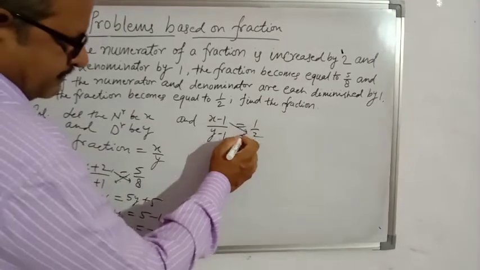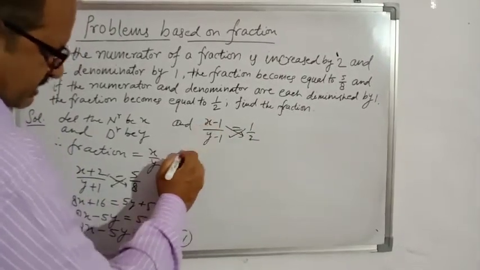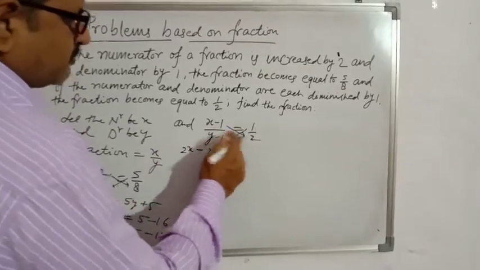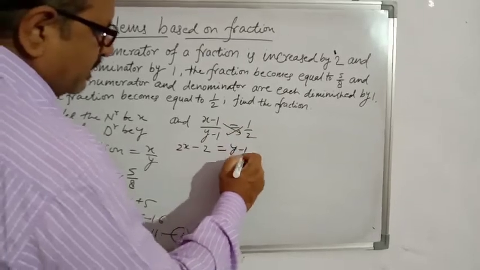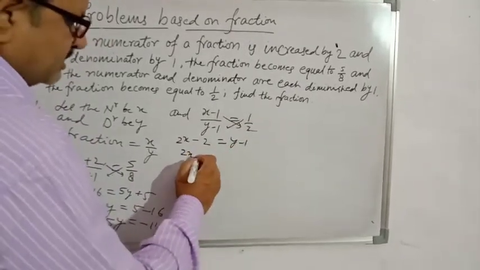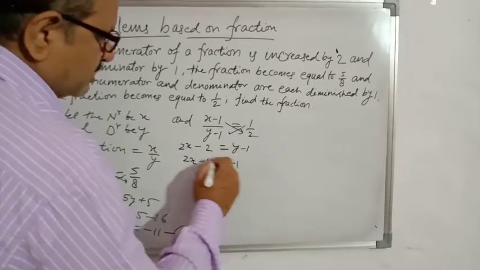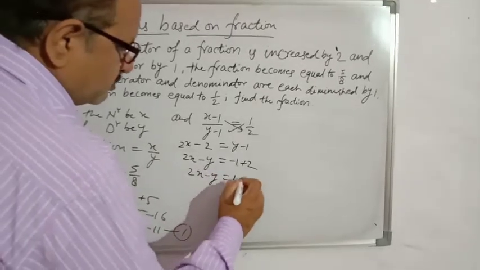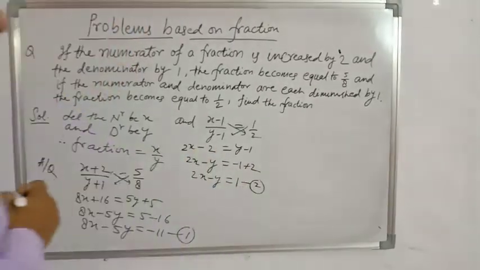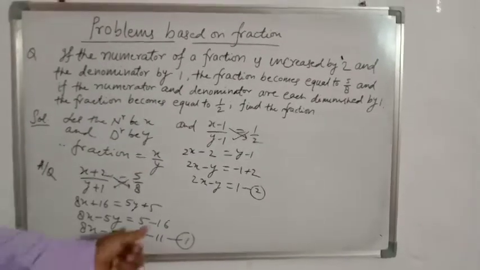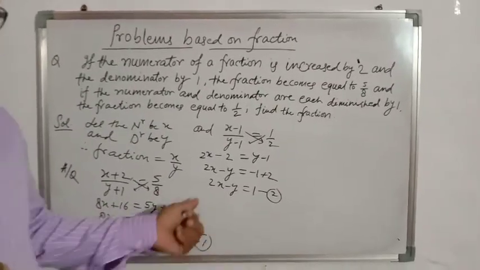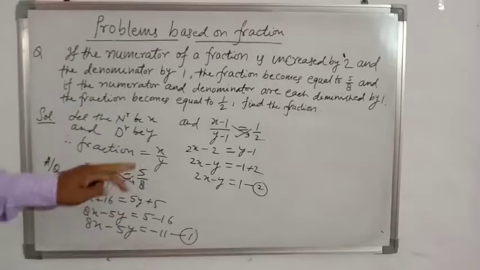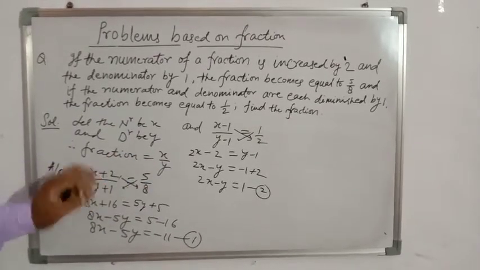Again cross multiply. So 2 into x, 2x, 2 into minus 1, 2x minus 2 is equal to 1 into y minus 1. It will be y minus 1. 2x, transpose y to this side, 2x minus y is equal to minus 1, transpose minus 2 to the right side, plus 2. So 2x minus y is equal to 2 minus 1, 1. This is the second equation. So I have made here two linear equations in two variables. Now we will solve the first and second equations to find the values of x and y. And we will put the values of x and y here to get the original fraction.